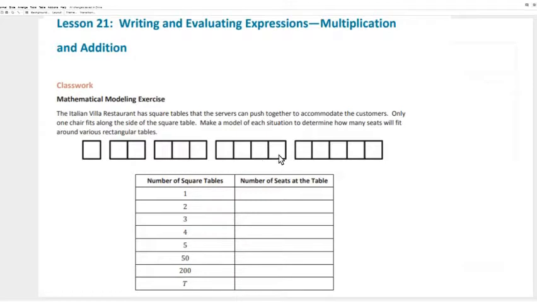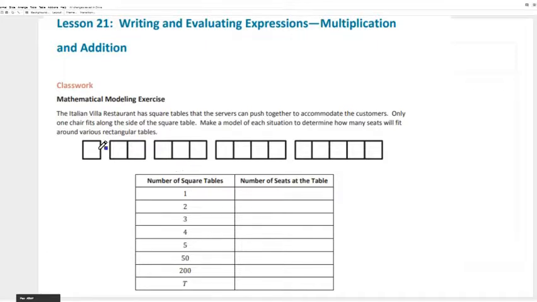So here they give us quite a few models. This is 1 square, 2 square tables, 3 square, 4 square, and 5 square tables. And of course, they stop there. All right, so if we look at this, very similar to what we've done the last two times. They give us part of it, and we want to fill out the other part.